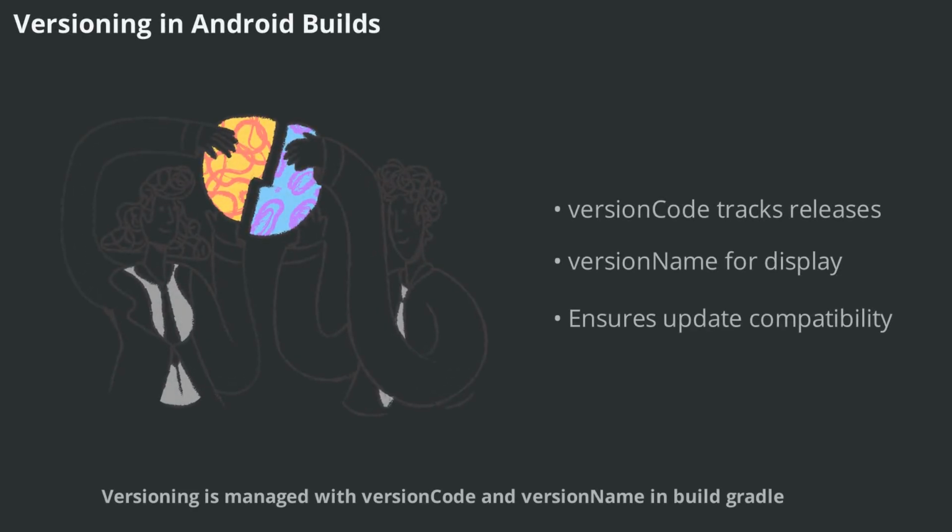Versioning is managed with version code and version name in build.gradle. Version code is an integer for tracking releases, incremented with each update. Version name is a user-friendly string for display. Proper versioning ensures smooth updates and compatibility across app releases.